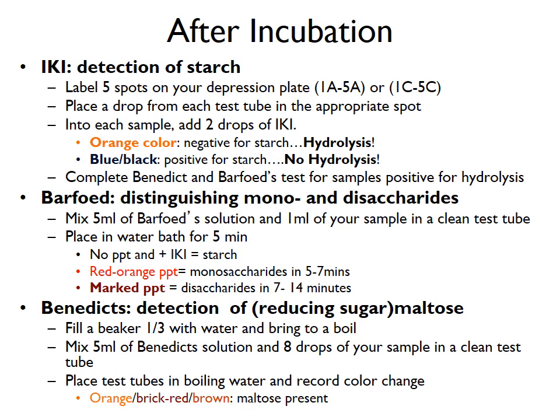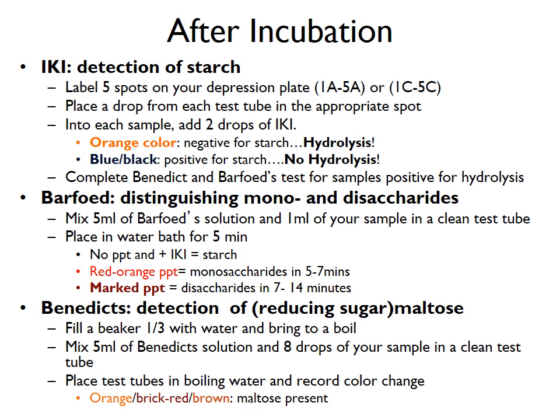Then to do this, you need to fill up 1/3 of the beaker with water, heat it up to the boiling point, and allow it to boil for a while. And while you're doing that, you get a clean set of test tubes, like 5 of them. You label them, and then you add 5 ml of Benedict solution. And then after doing this, you add 8 drops of your sample to each of the test tubes that you've labeled, you put them in the boiling water, and you observe for color change.